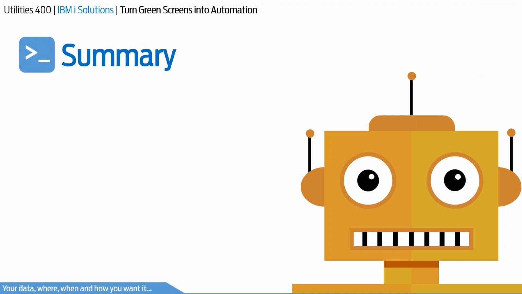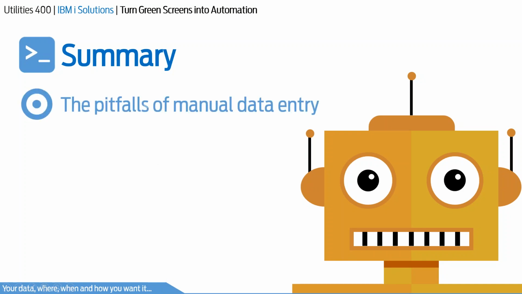Now we're at our half hour, and we've covered much in this half hour session. We've learned the pitfalls of manual data entry and why automation in this area should be top of your IT agenda. We've discussed how we could resolve these issues and improve the situation through the introduction of reliable automated technologies that are designed for the IBM i enterprise.